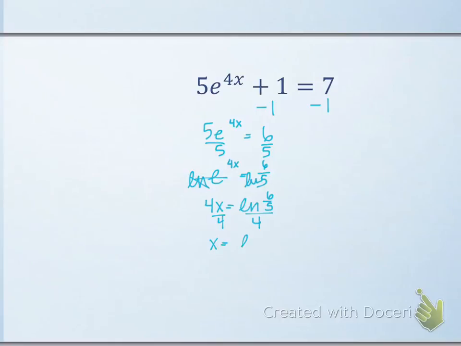So I got x is equal to the natural log of 6 over 5 divided by 4. So I'm going to type in the natural log of 6 divided by 5. I'm going to press enter and then divide it by 4. So this time I got x to equal 0.046.